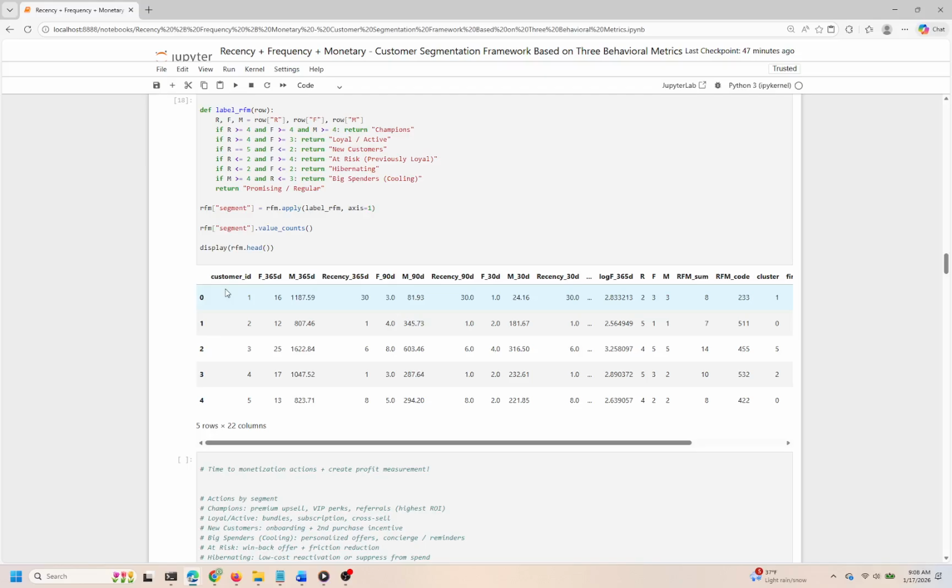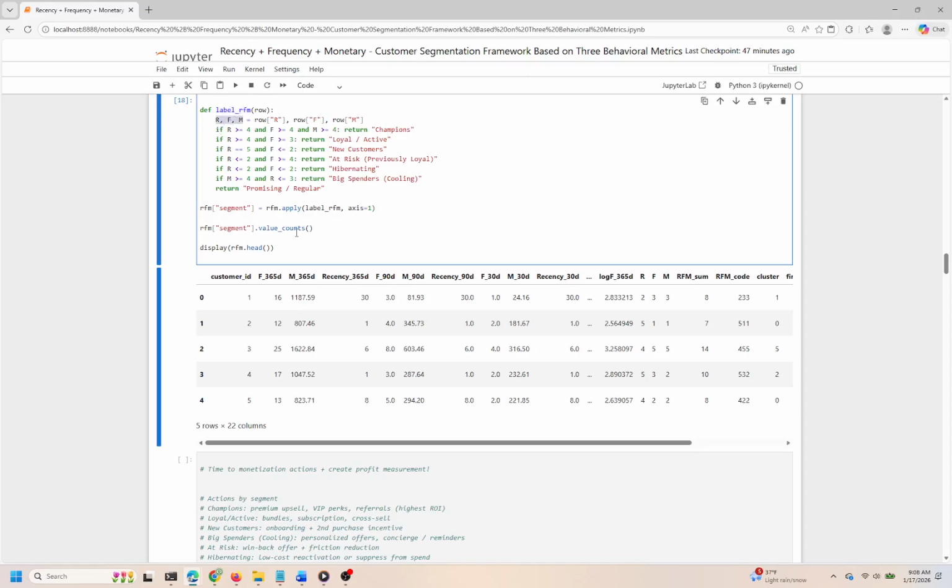By categorizing customers into distinct segments, businesses can tailor their marketing efforts, ensuring that they effectively engage each group according to their behaviors and potential. The function named label RFM takes a single row of data as input, extracting the recency, frequency, and monetary values of individual customers. With this information, it evaluates a series of predetermined conditions that determine how to classify each customer.